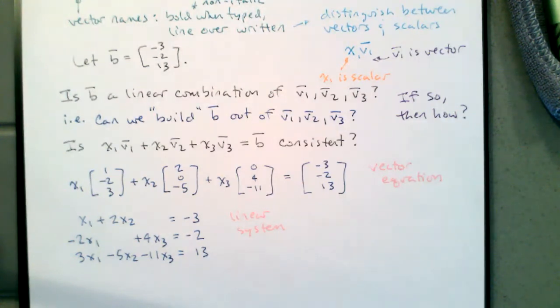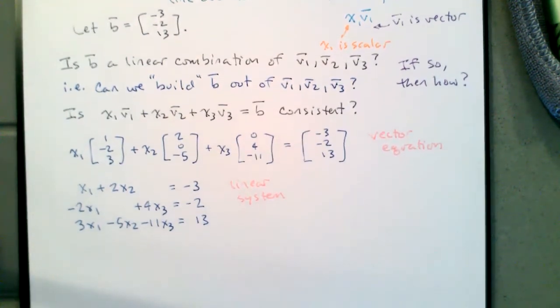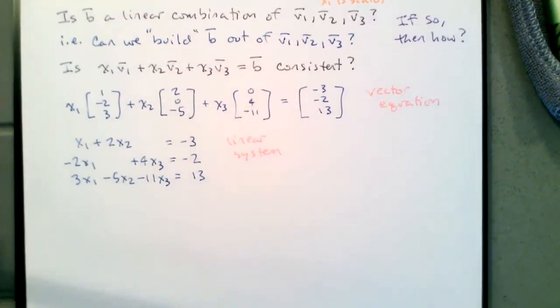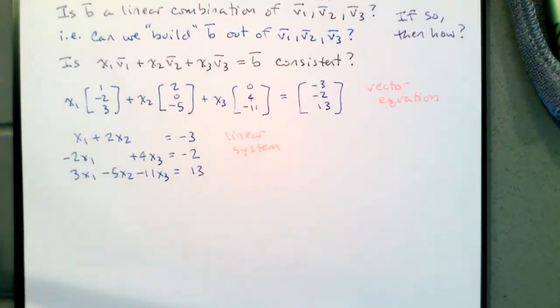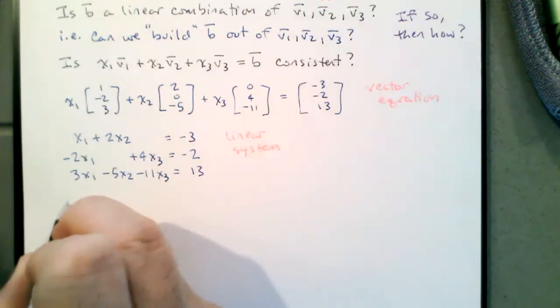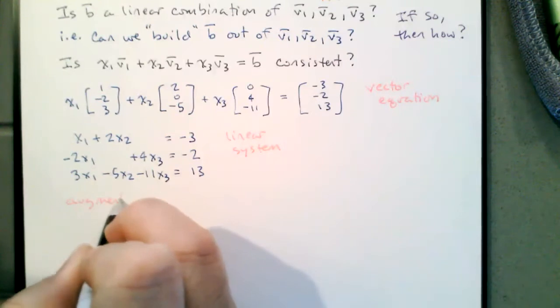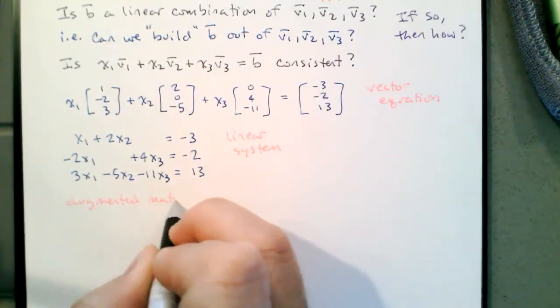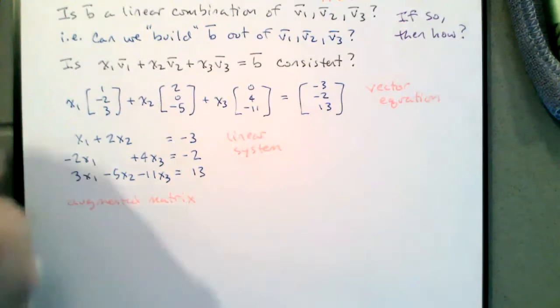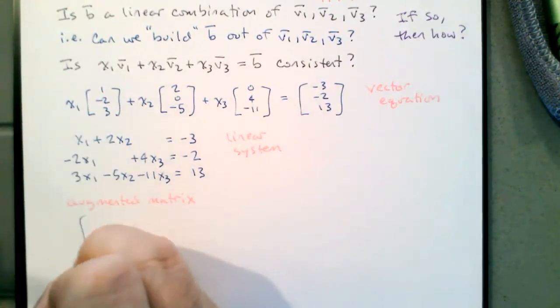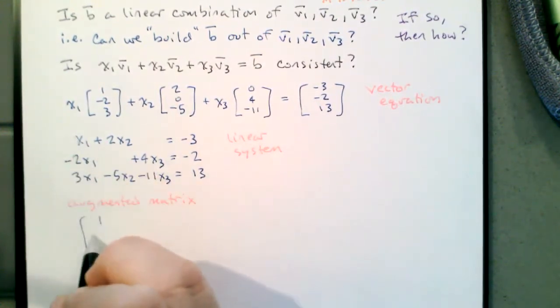If the linear system is consistent and the vector equation is consistent, then B is a linear combination of those three vectors. So we want to solve a linear system or vector equation. The way is to write the augmented matrix. So now we'll translate to the augmented matrix. The first column will be 1, negative 2, 3.